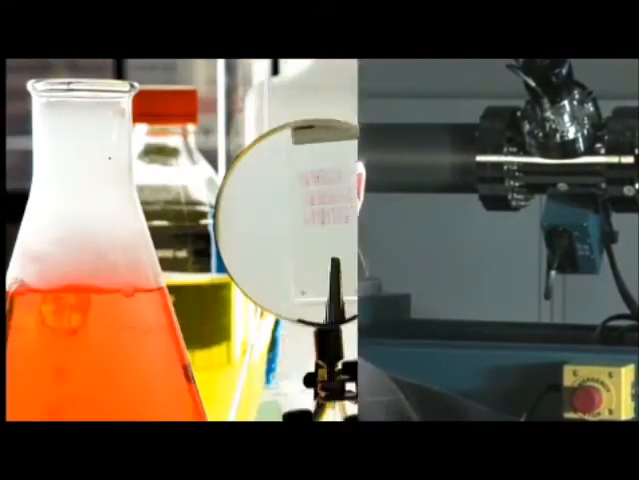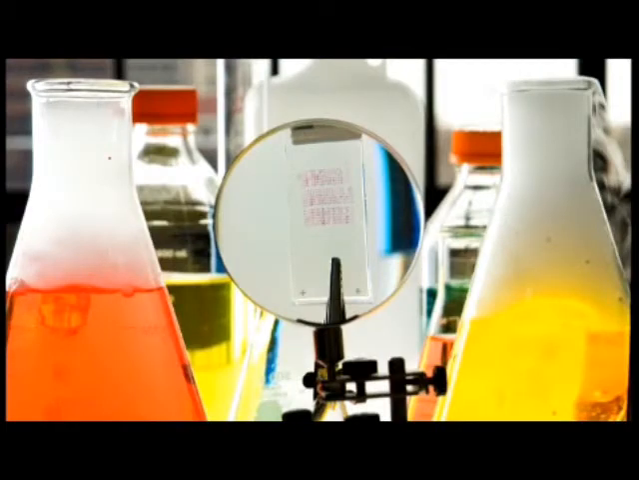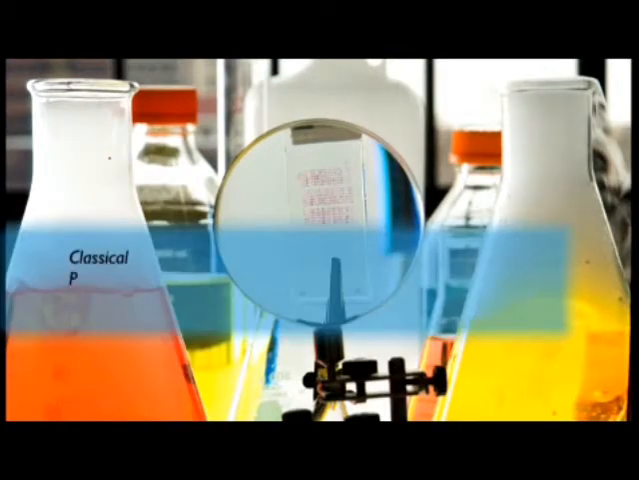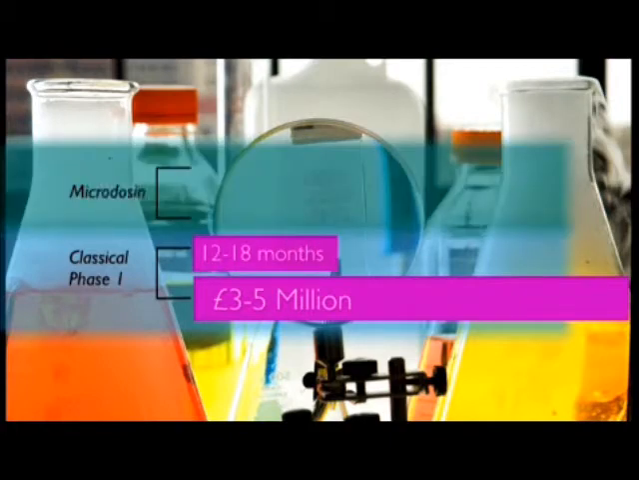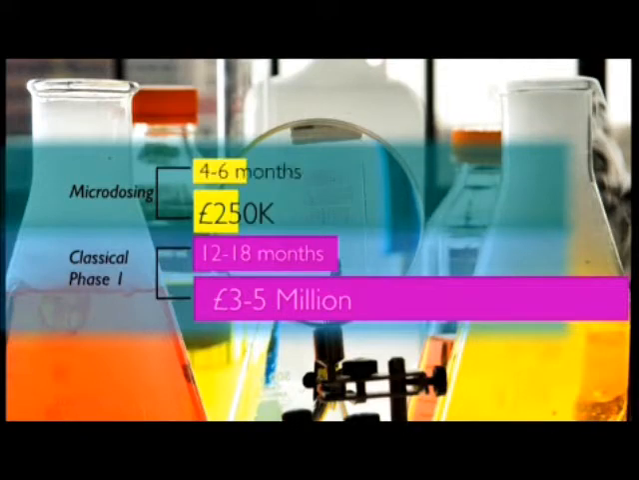Now, the great attraction of microdosing from a drug development point of view is that you can take your drugs into humans with much reduced costs and much reduced time compared to classical, traditional so-called phase 1 methods. So typically, to take a molecule into man using classical phase 1 methods might cost as much as £3 to £5 million and take anywhere between 12 and 18 months. Whereas using the microdosing approach, we can do the same type of study at much less cost, typically around £250,000, and get the results in 4 to 6 months.